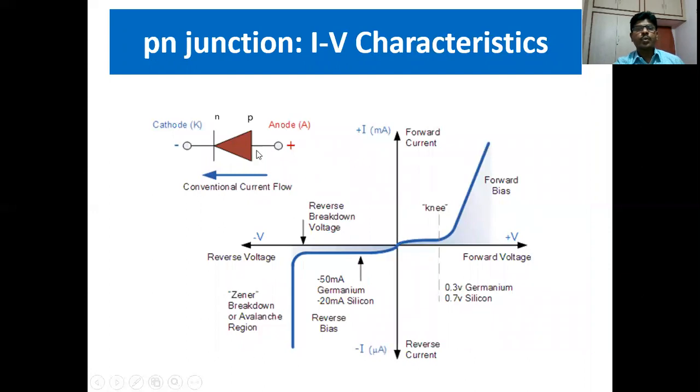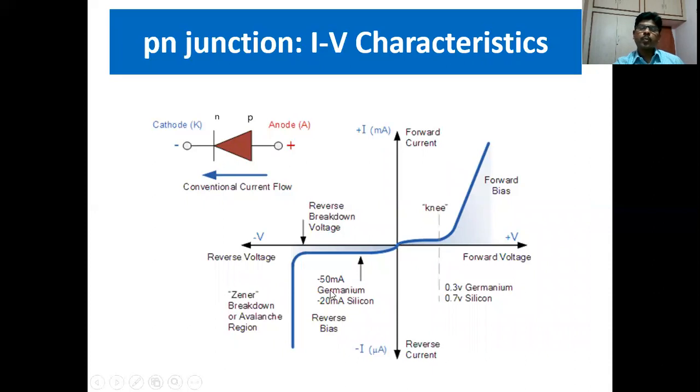Now, this graph shows the IV characteristics in forward bias condition and reverse bias condition. Along the x-axis you have voltage and along the y-axis you have current. Voltage is in volts and current over here is in milliampere in forward bias condition. What do you observe? As the voltage increases, the increase in current is very less. At this particular point, what happens? The current starts increasing almost exponentially. This particular point where the current starts increasing is known as the knee voltage.